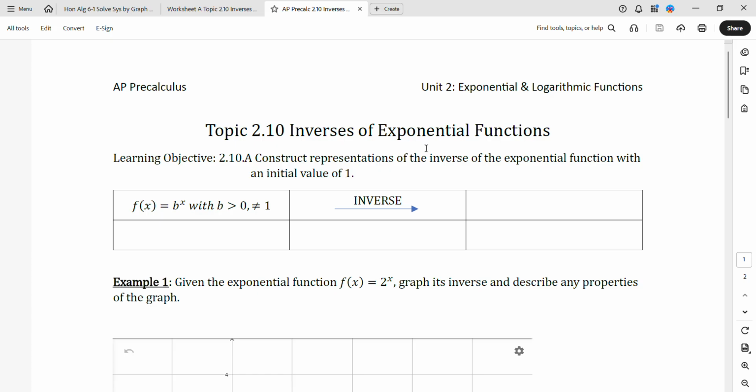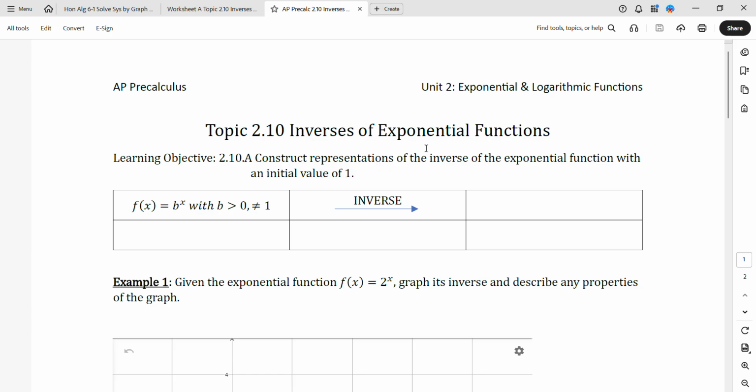So when we talk about an exponential function with an initial value of 1, we're talking about just your basic exponential function. Okay. F of x being b raised to the x. Now we know that b cannot be negative and it also cannot be 1. So we're considering the scenarios of both growth and decay. Now, when we think about an exponential function, let's start off by thinking about its domain and its range.